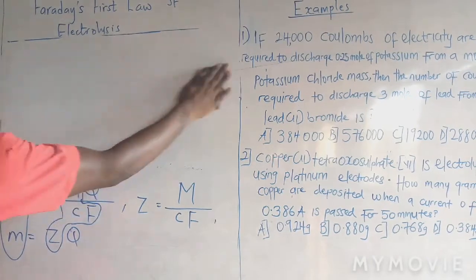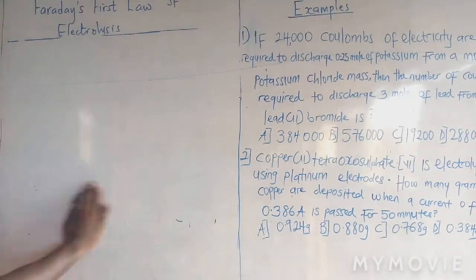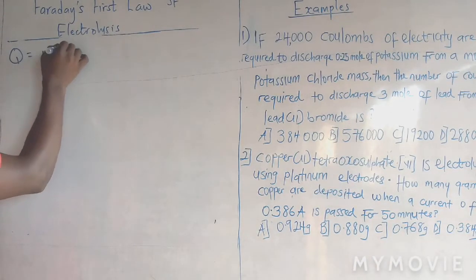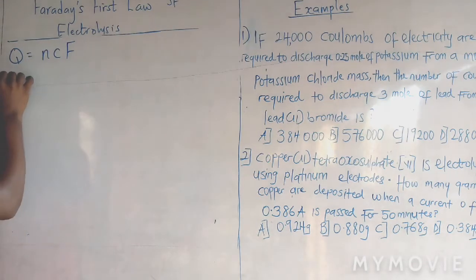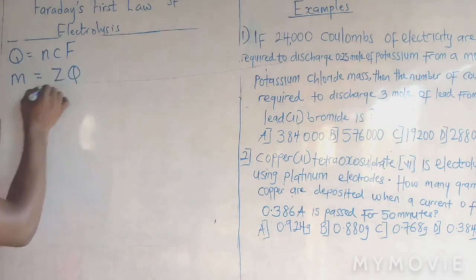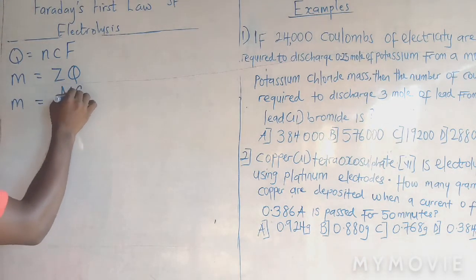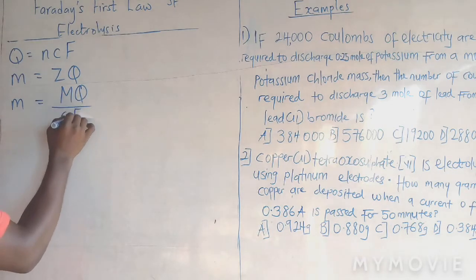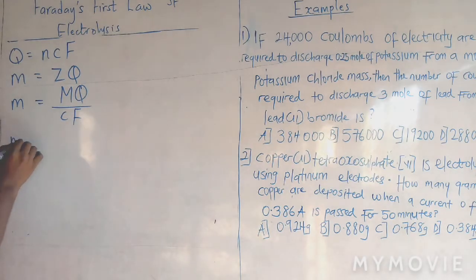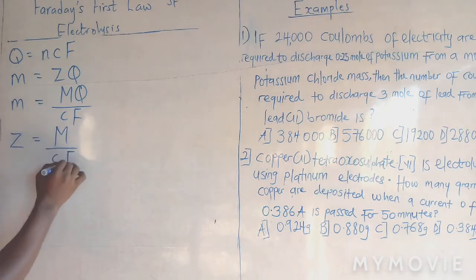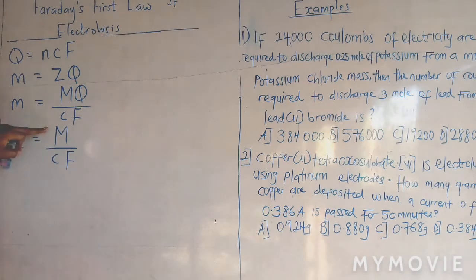What are the formulas? Let us write them again. One, the first formula here, we said Q is equal to NCF. We said M is equal to ZQ, and we said M is equal to MQ over CF, and we also said Z is equal to capital letter M over CF. Don't forget that capital letter M is the molar mass.